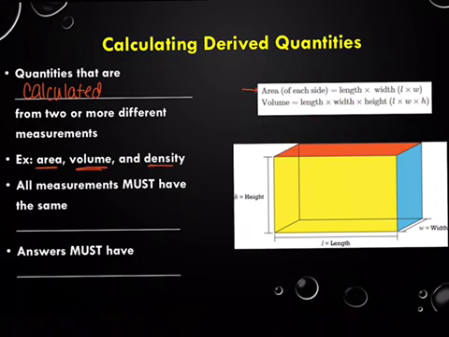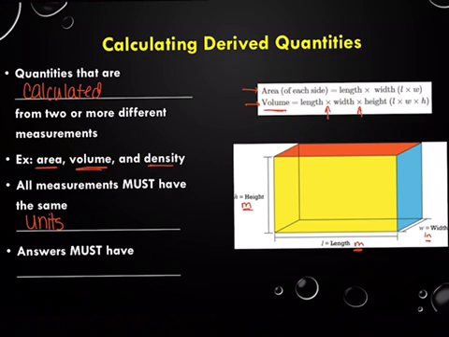So over here, area would be length times width, and the volume, length times width times height. We have to do the math, or the multiplying here, in order to get the answer for volume and area. So in order for us to use those formulas, all of the measurements must have the same units. So that means your height could be in meters, your length could be in meters, but your width couldn't be in inches because they all have to be the same.